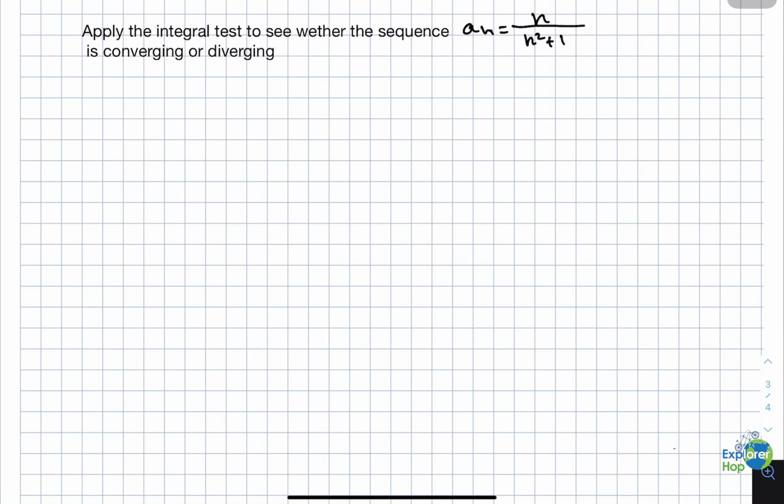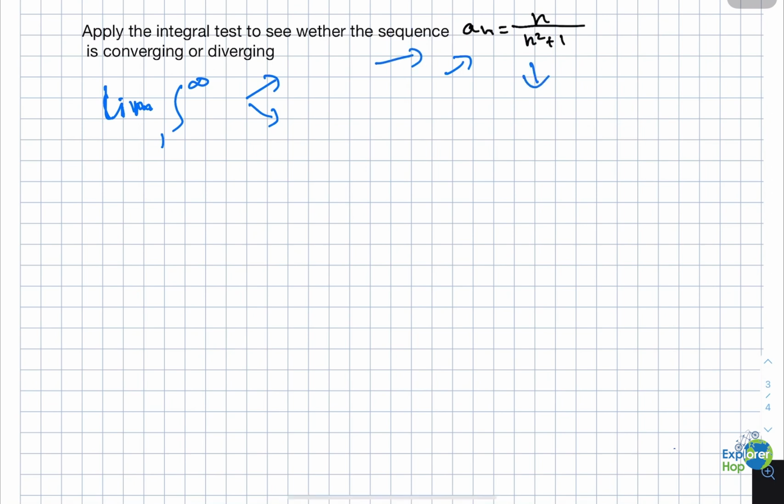Apply the integral test to see whether the sequence a_n equals n divided by n squared plus 1 is converging or diverging. We can use the integral test, which is basically taking the limit. So the integral test says that if you're given a sequence, we can take the limit of the function of the sequence from 1 to infinity, and if that limit is converging or diverging, then our sequence is also converging or diverging.